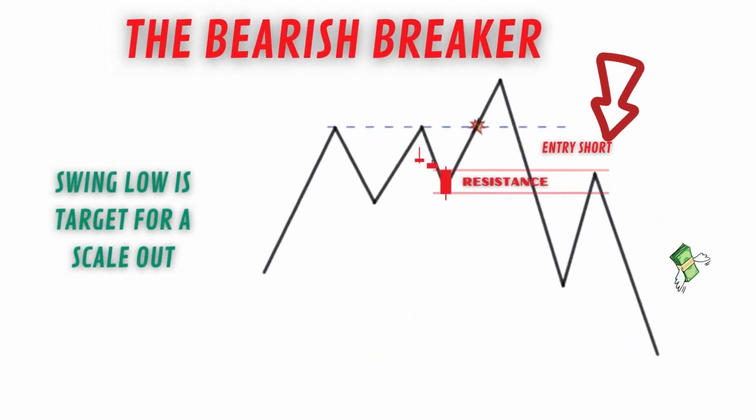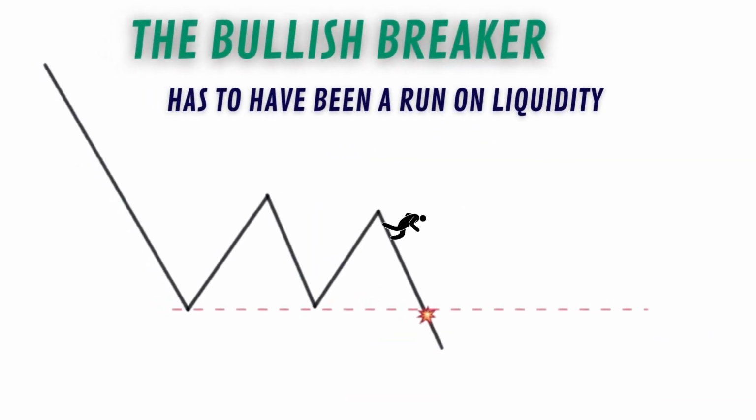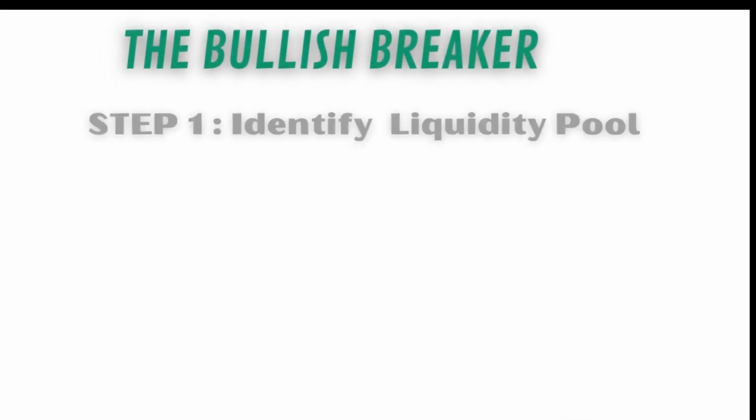And then place your stop above the breaker block, preferably if there's a fair value gap on a lower time frame. And then use the swing low that formed before the retracement as a scale out target. Let's go on to the bullish breaker. Same thing, there must have been a run on liquidity for it to be a breaker block.